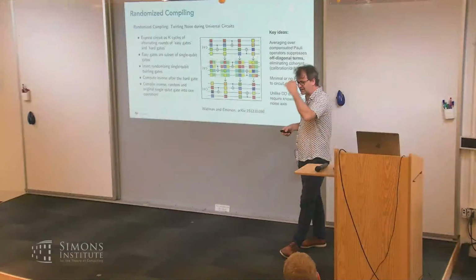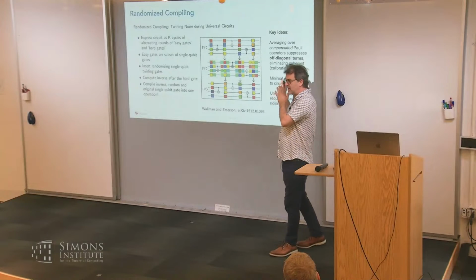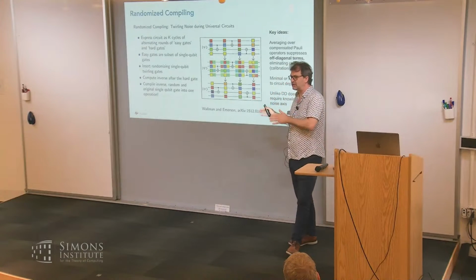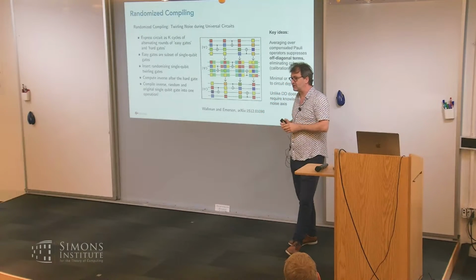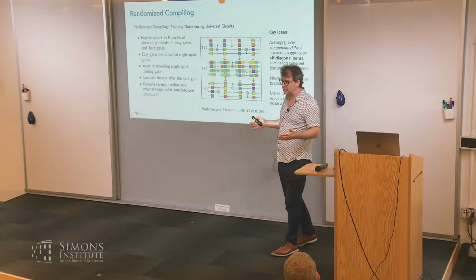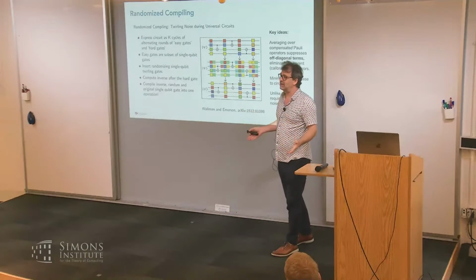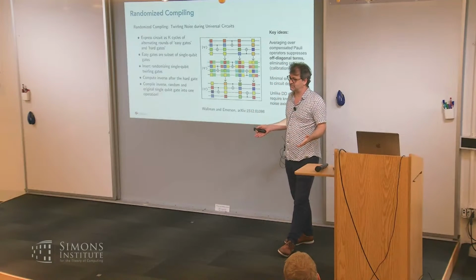Lastly, to answer the second part of your question, randomized compiling works well in the limit that the single qubit gates are an order of magnitude better than the 2 qubit gates. If you're in a regime where single qubit gates are as bad as your 2 qubit gates, then randomized compiling is not going to help much.